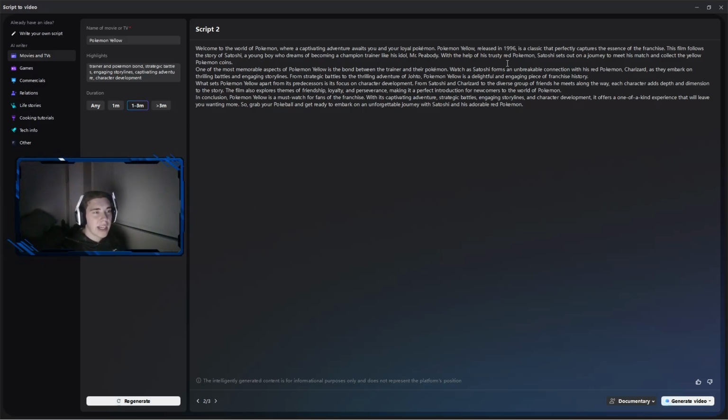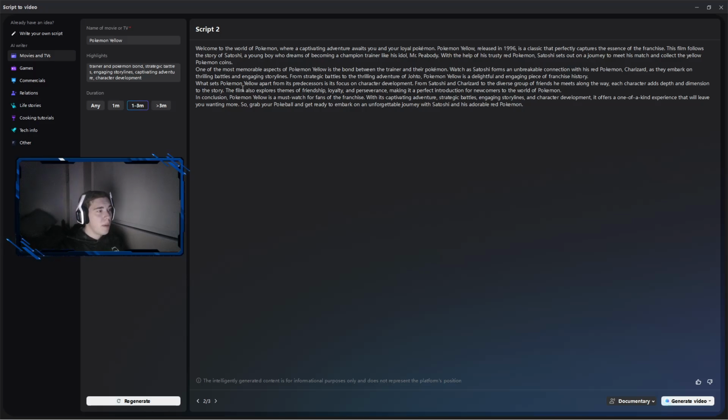This one, it looks like it's got a lot of the same stuff. Released in 1996. Oh, this one mentions Charizard. One of the most memorable aspects of Pokemon Yellow is the bond between trainer and their Pokemon. Watch as Satoshi, I think that's what his name is, forgive me if I'm saying it wrong, forms an unbreakable connection with his red Pokemon Charizard, not Pikachu, Charizard, as they embark on thrilling battles and engaging storylines. So this one's very interesting. It actually talks more about Charizard than it does about Pikachu.